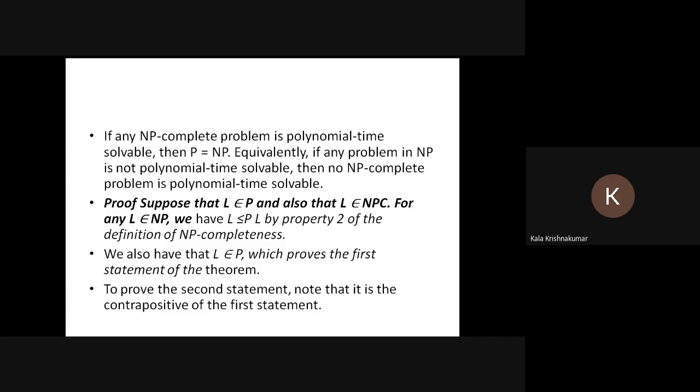Okay, P is equal to NP in that condition. Equivalently, if any problem in NP is not polynomial time solvable, then no NP complete problem is polynomial time solvable. Which means if you are able to prove that at least one problem in NP is not polynomial time solvable, then no NP complete problem is polynomial time solvable.